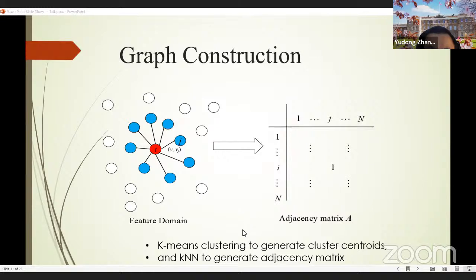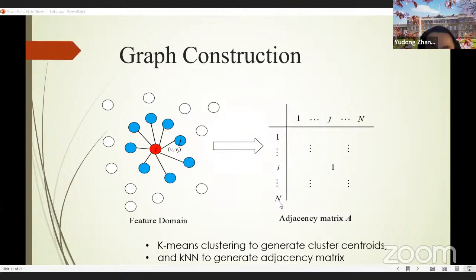We first use K-means clustering to generate the cluster centroids. For COVID-19, some centroids may represent COVID-19 positive, and some may indicate tuberculosis or some other condition. Some centroids can represent pneumonia, and some may indicate the normal and healthy subjects. We use K-means to generate the cluster centroids, and then we calculate the adjacency matrix.